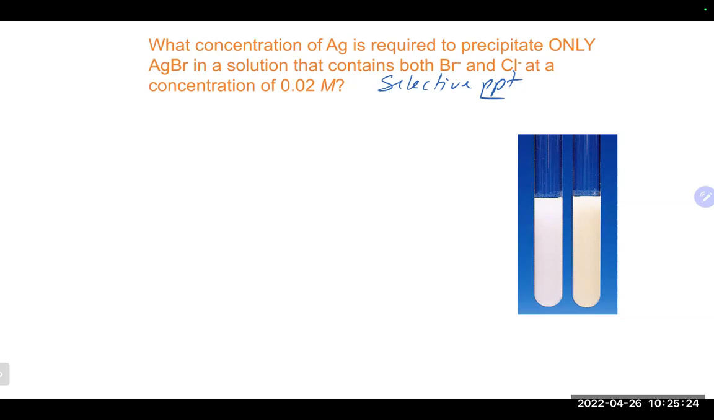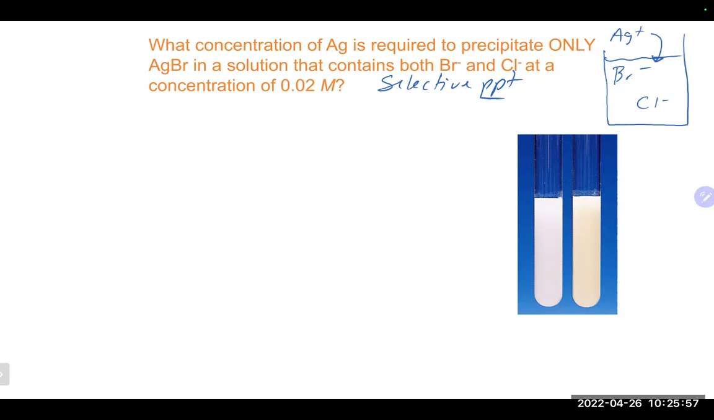For example, in this experiment here, we basically got a solution of bromide ions floating around and chloride ions floating around in the solution. And we're going to add some silver to it, like silver nitrate, which is a source of silver. Both of those things, based on solubility rules, will precipitate out. You will get a silver bromide precipitate, and you will get a silver chloride precipitate based on solubility rules.